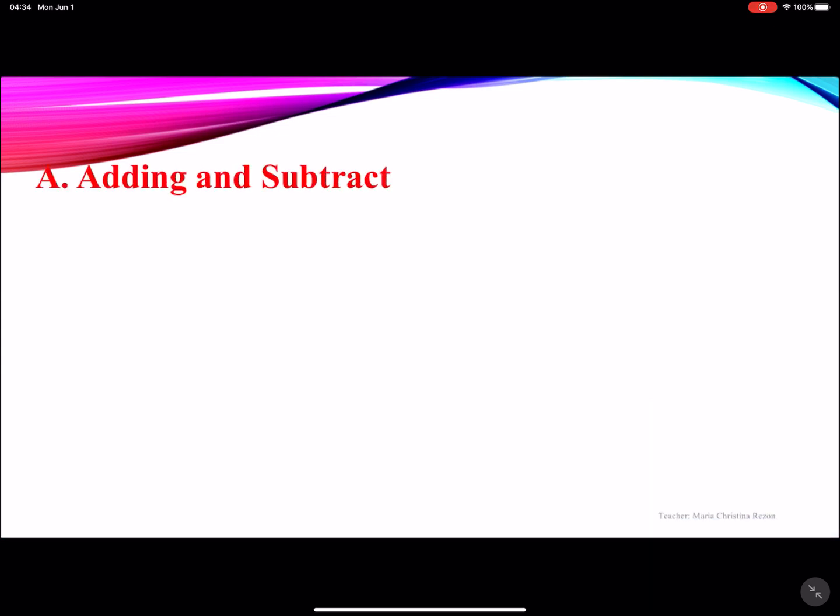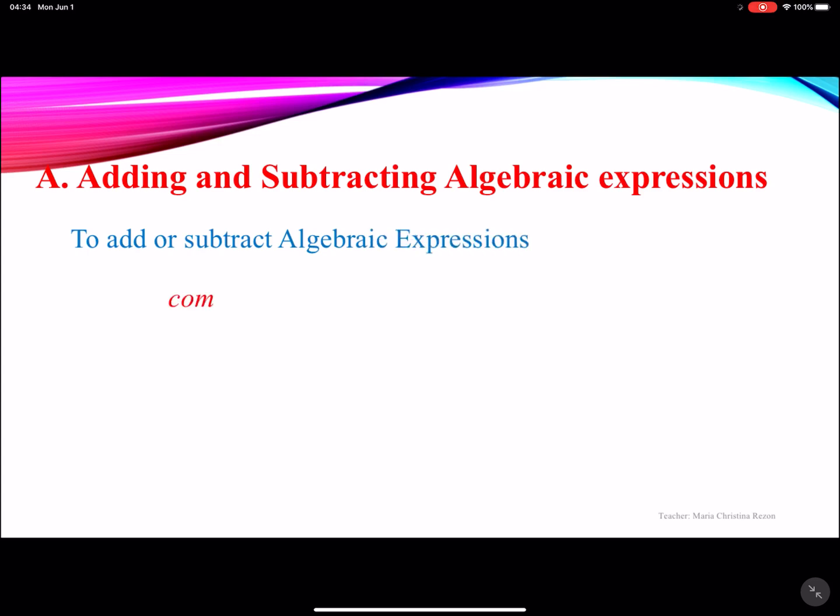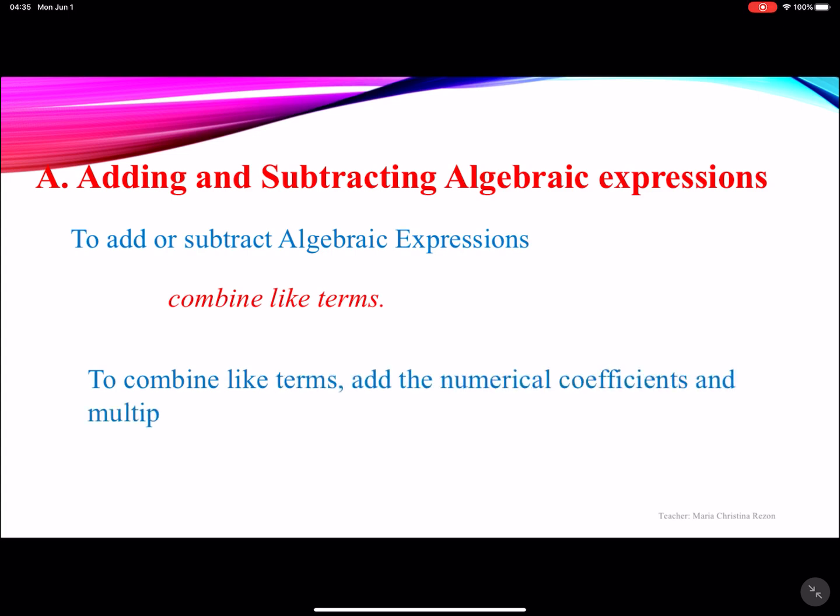Adding and subtracting algebraic expressions. To add or subtract algebraic expressions, we combine like terms. How to combine like terms? We have to add the numerical coefficients and multiply the sum by the common variable. So let's have some examples here.